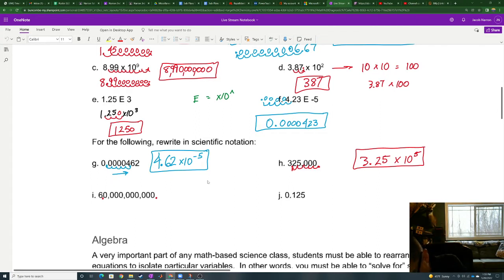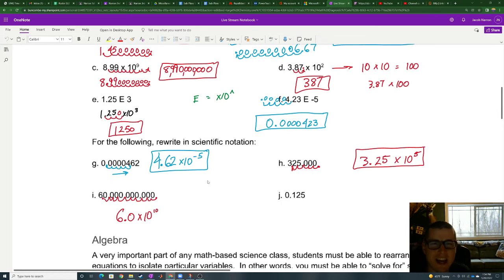So I've got to go from here. 1, 2, 3, 4, 5, 6, 7, 8, 9, 10. So it's 6.0 times 10 to the positive 10. We move the decimal place 10 places. It's a very big number. That's why it's positive. Let's look at J.